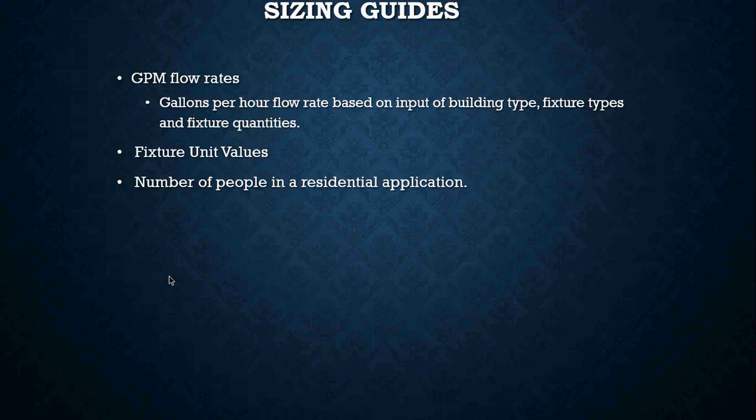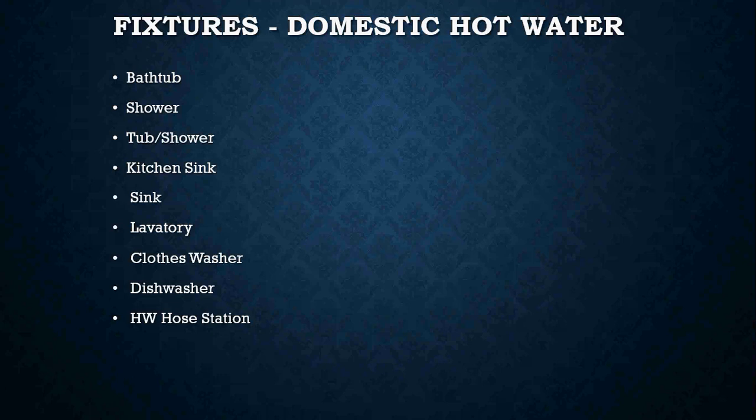Take an example like a hotel. We have to know the maximum amount of people that will be in this facility. For homes, obviously, we have to know the number of occupants in the home, 3, 4, 5, 6 people, whatever it is. So think about where domestic hot water is found.